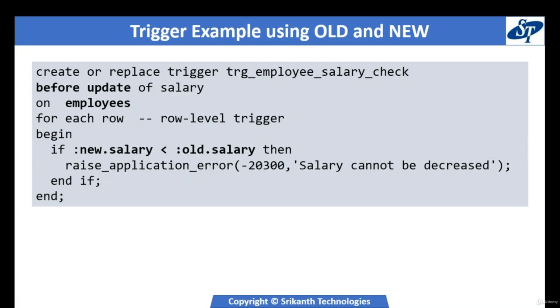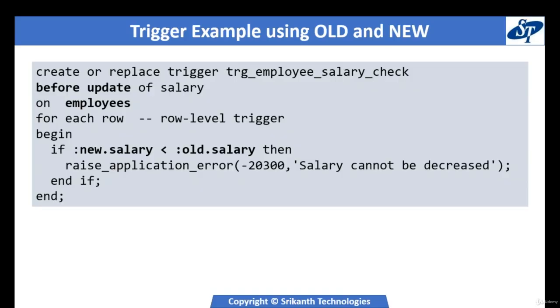Now, this is a small example to demonstrate how we can use correlation names, and this is a trigger that prevents any change to salary in such a way that the salary is decreased. So we say the salary cannot be decreased. It can go up or it can remain the same, but it cannot be decreased.